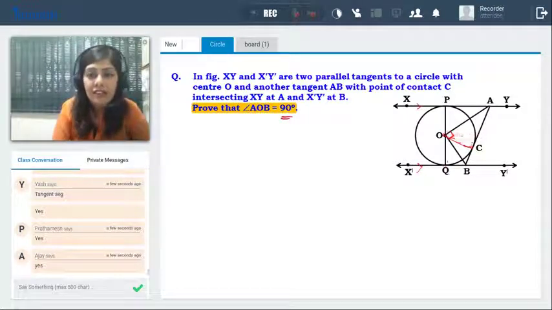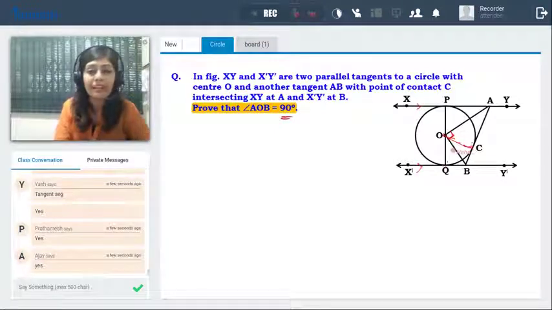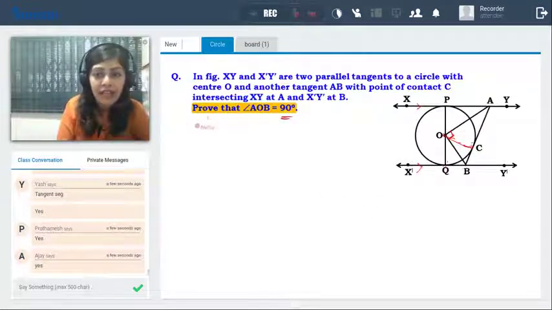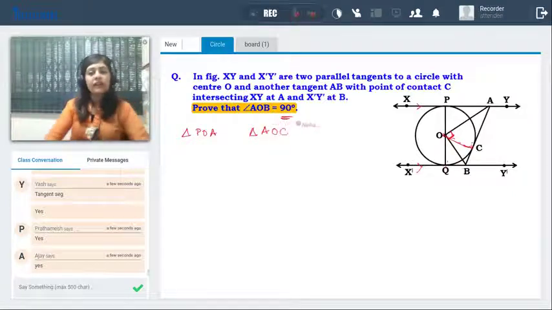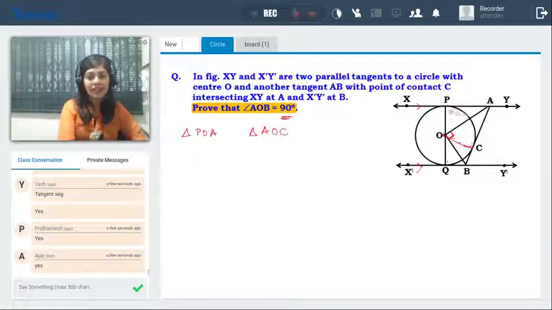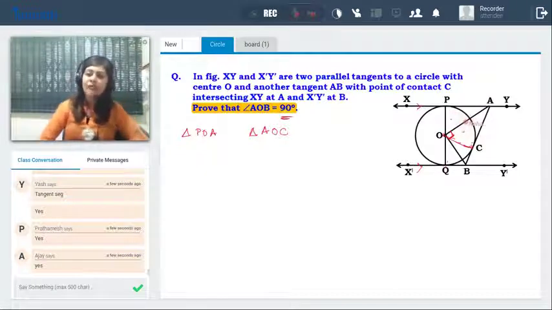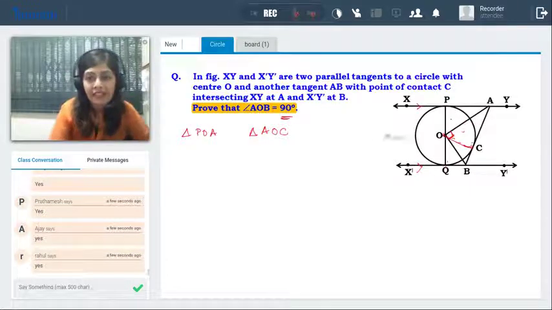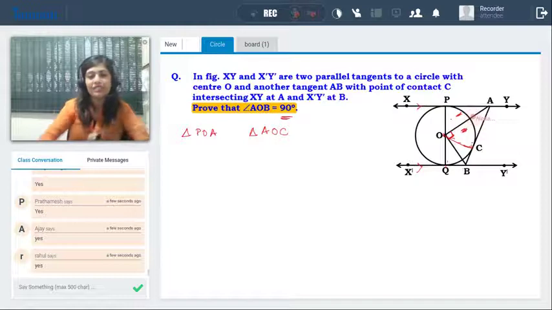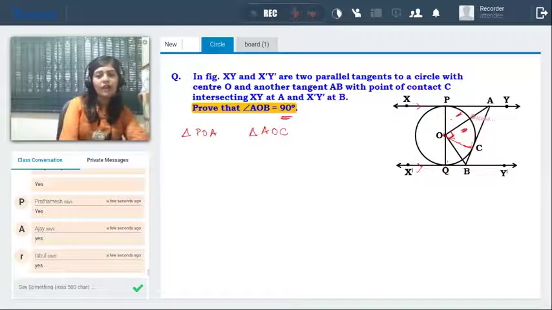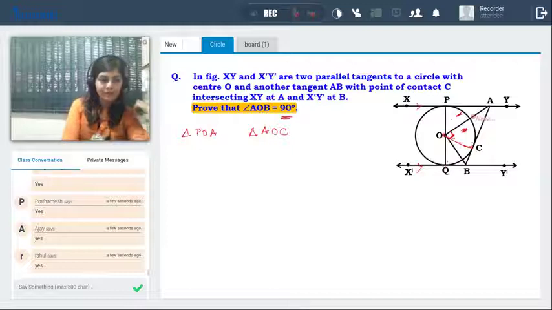Now students, pay attention. We need to get angle AOB, and now angle AOB is divided into two parts, AOC and BOC. Now quickly start paying attention. Let us look at triangle POA. Students, triangle POA and triangle AOC. Triangle POA is this triangle, AOC is this triangle. Can you try to get these two triangles congruent? Yes, students, our triangles POA and AOC, can you prove them congruent? Come on, try to prove these two triangles congruent.